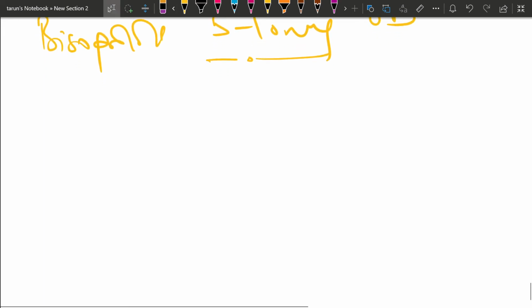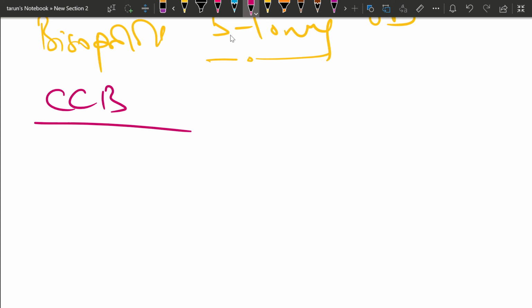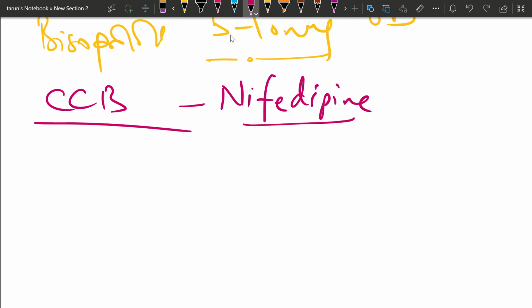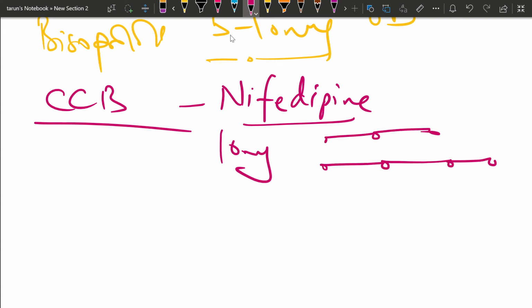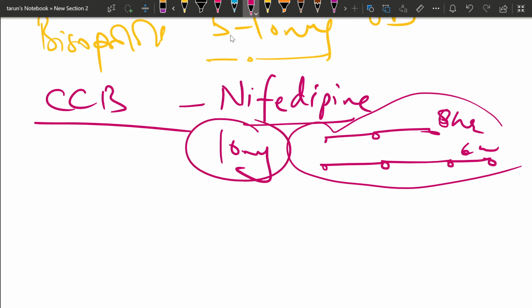This is beta blocker. Then you can also give the calcium channel blockers for preventing the future attack. Calcium channel blockers, like you can give nifedipine. The dose is 10 mg, given 6 to 8 hourly daily. You can give either TDS or 4 times a day dose. This is 8 hourly, this is 6 hourly. Either of these you can give, nifedipine 10 mg.